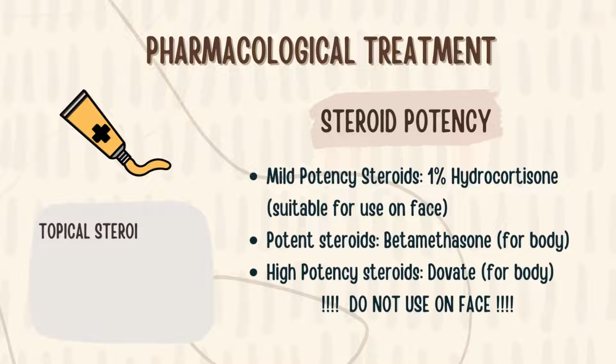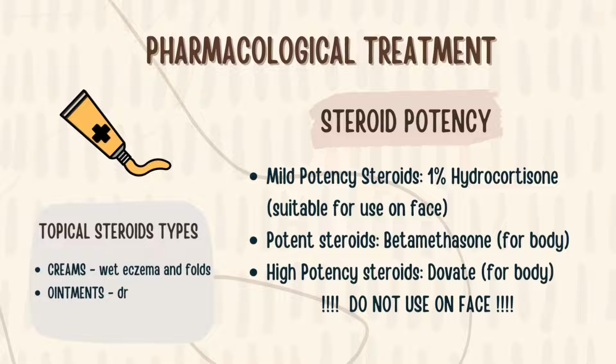Steroids can also come in different forms, like creams or ointments. Creams are used for wet eczema and in body folds. Ointments are used for dry eczema and on the thickened areas of the skin.